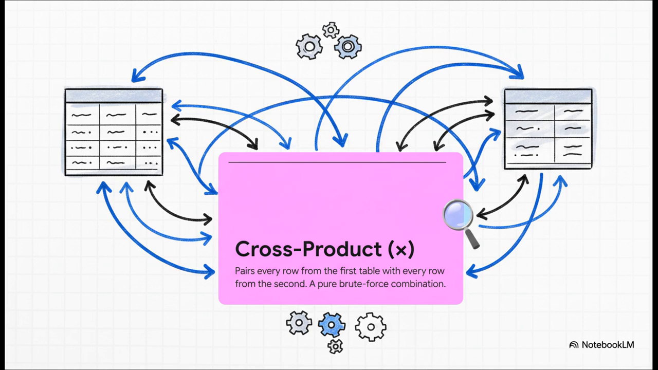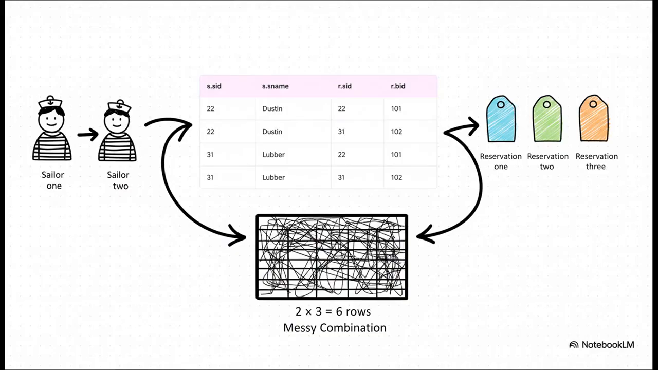This operator does the simplest, most exhaustive thing you can possibly imagine. It takes every single row from the first table and pairs it up with every single row from the second table, creating every possible combination, whether it makes sense or not. And this is exactly what that looks like. If we have 2 sailors and 3 reservations, the cross product gives us a new table with 2 times 3, so 6 rows. Sailor 1 gets paired with all 3 reservations, and then Sailor 2 gets paired with all 3 reservations. It's a complete combination, but it's messy.